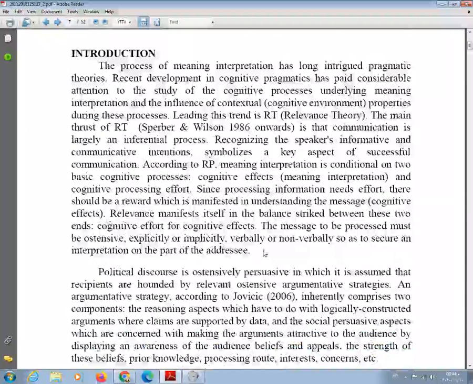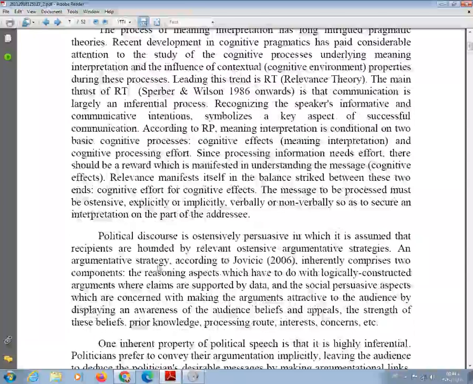Okay, and then we go to political speech and political discourse. What's meant by political discourse? Anything that is related to politics. For example, political speeches, parliamentary discussions, presidential debates, press conferences, press releases, political commentaries, and all these things are called political discourse. Okay.